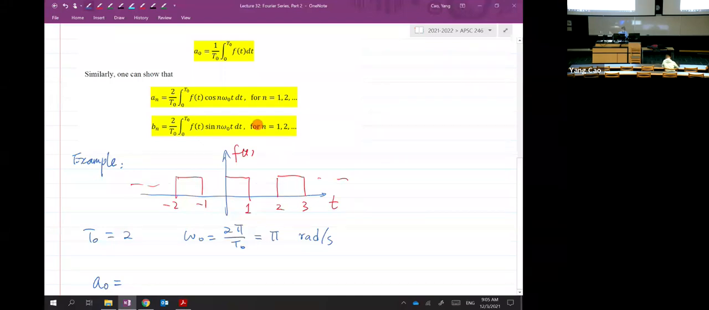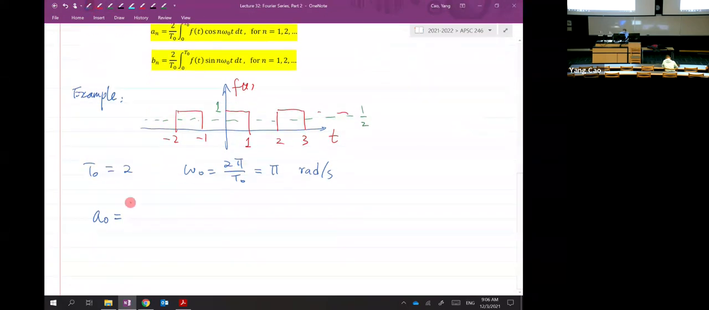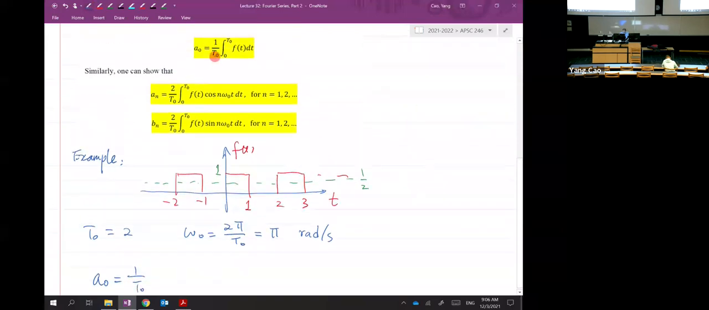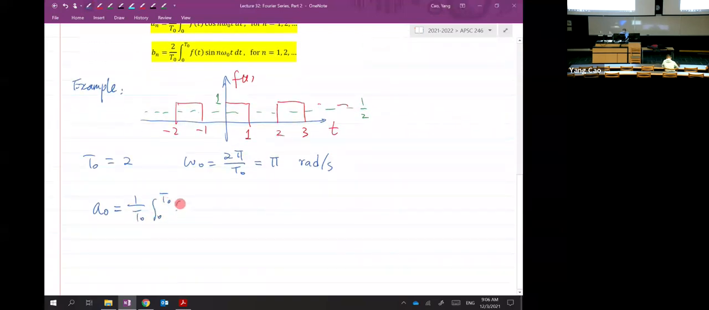Often, you could identify A naught without even calculating it using the formula. A naught, we said, is a DC component, which refers to the average value based on this graph. The height here is 1, and the average value is always 1/2. So you could simply write it down, but for safety, if you're not too sure, you can certainly calculate A naught using the formula.